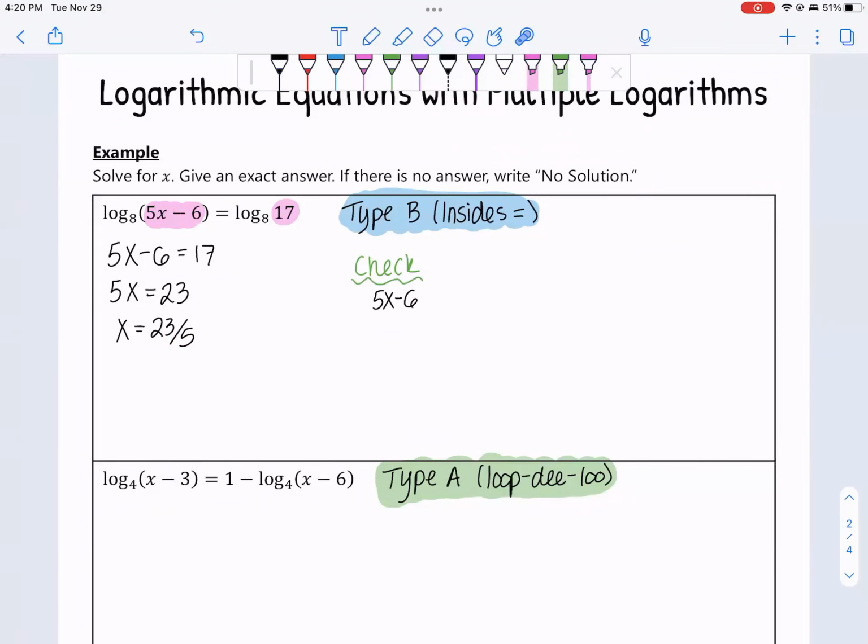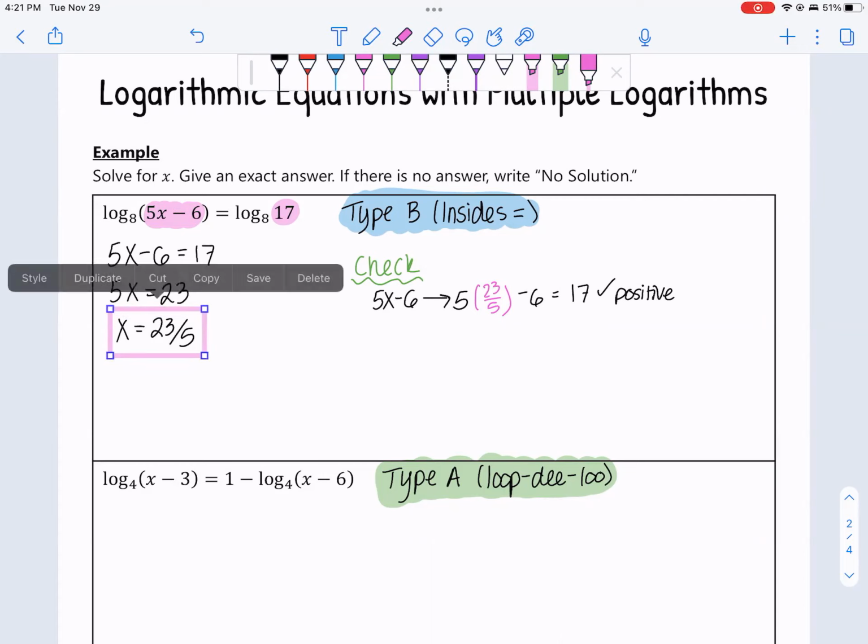Can I plug it into the logarithm? My x is 23 over 5. So we have 5 times 23 over 5 minus 6. This ends up being 23 minus 6, which is 17. Yeah, 17, which is a positive number, so we're good. I'm not looking for any particular number, just a positive one.